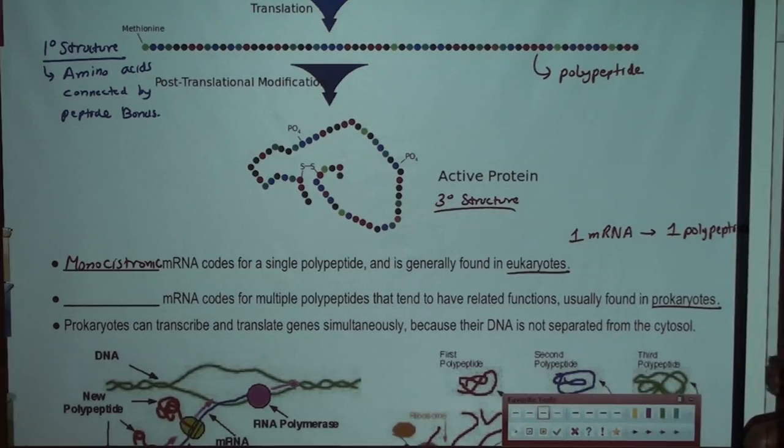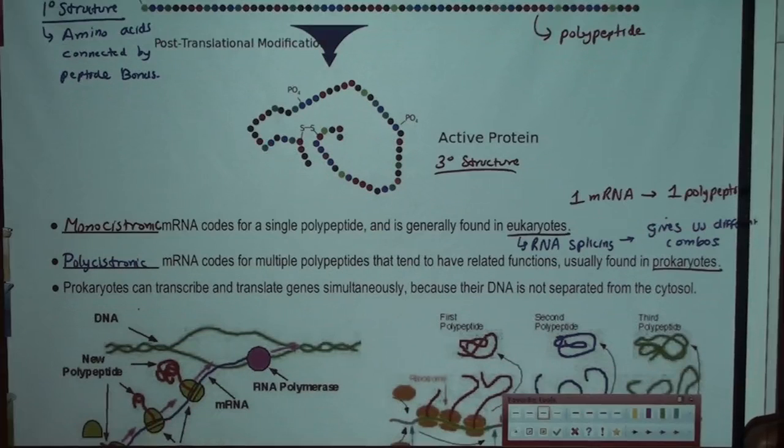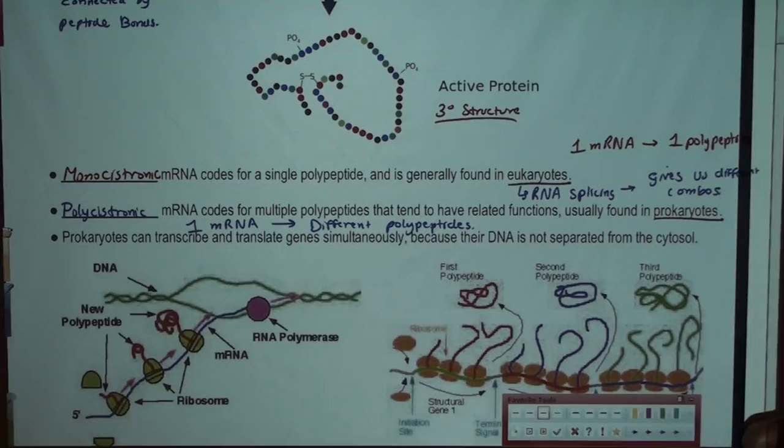But we can get around this problem by doing RNA splicing. RNA splicing gives us different combinations. So one mRNA, depending on how I cut it, can give me more than one type of polypeptide chain. I can get maybe 3 or 4 different polypeptides from one mRNA. Now, prokaryotes are different. They're not monocistronic, they're polycistronic. So from one mRNA, you can make a bunch of types of polypeptides. That's one major difference between prokaryotes and eukaryotes.